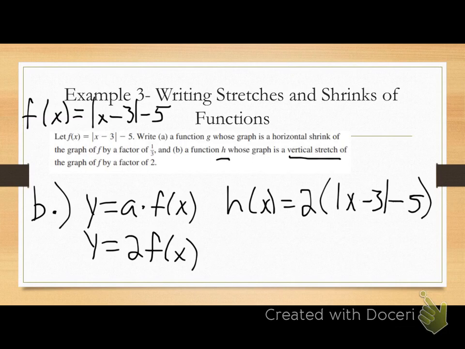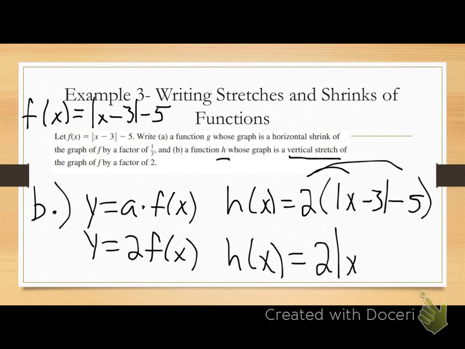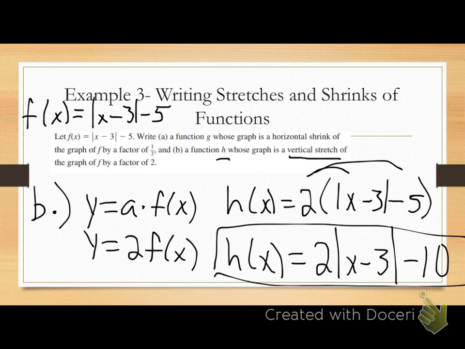What do I do with that 2? Distribute it. Can I distribute through the absolute value? No. So that's just going to turn into 2 times the absolute value of x minus 3. And then what's 2 times negative 5? Negative 10. Can I simplify that any further? There's my answer for letter B. Questions on that? Are we okay?